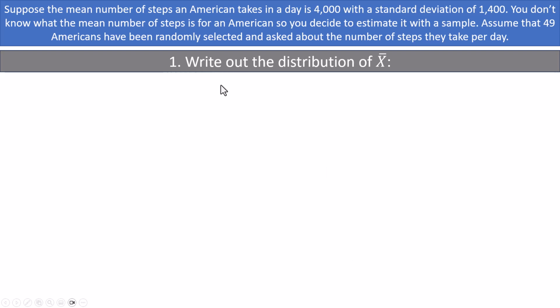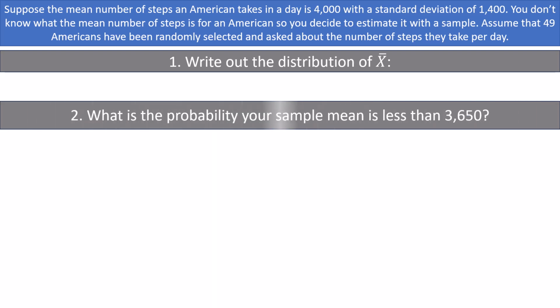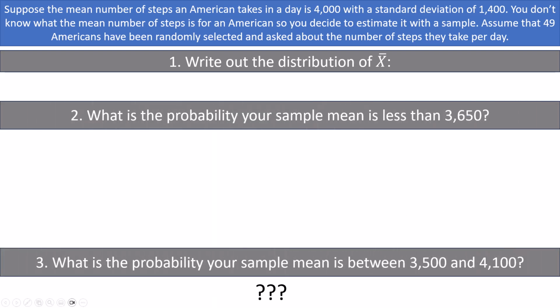So number 1, go ahead and write out the distribution of the sample mean. It's going to be normal, and then you have to find the mean and the standard deviation and put those in parentheses like we've done previously. And then I have 2 different probability questions for you. So go ahead and pause the video and try these out. And then in just a minute, I'm going to go through parts 1 and 2.